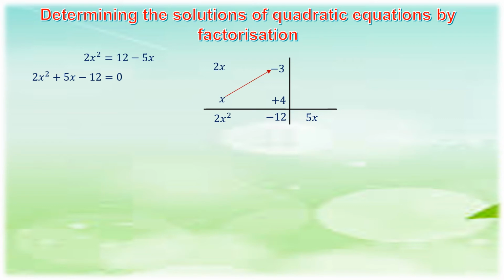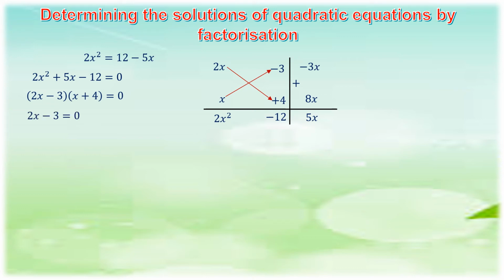Now let us cross multiply. So x times negative 3 would be equal to what? Correct. It will be equal to negative 3x. And 2x times positive 4 is equal to what? Correct. It is equal to 8x. So negative 3x plus 8x is equal to 5x. So therefore, the factors are 2x minus 3 times x plus 4 is equal to 0.